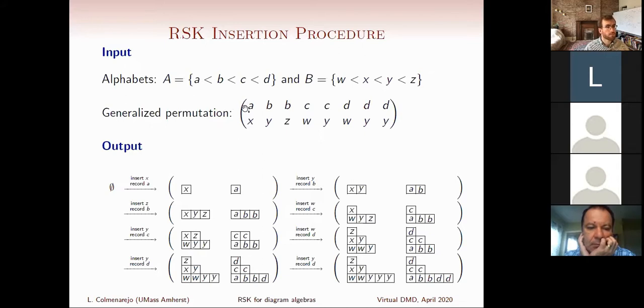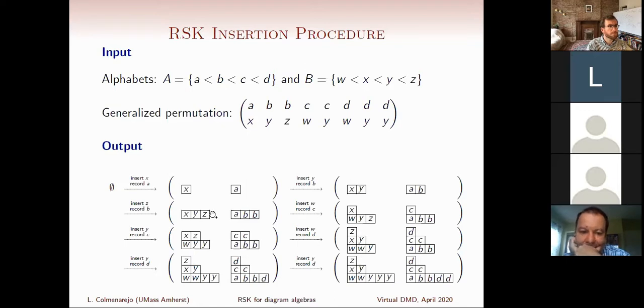And I'm going to insert this. I have some rules when inserting, because what I want to get are tableaux, and they have to be increasing in rows and columns. I'm going to insert the bottom entries and record the top ones. I start with empty, then insert the X and record the A. Now when I insert the Y, which is my second column here, X is smaller than Y, so I can just put it next to it. And I record the B.